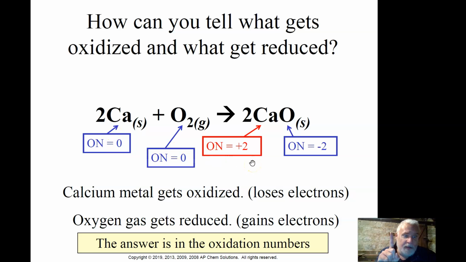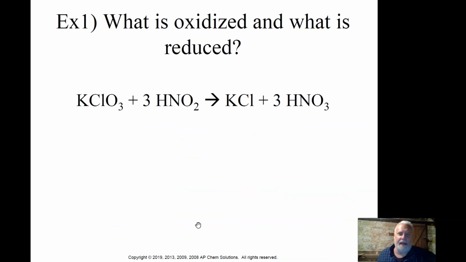That's up. Jumping lion. What's his name? Leo. Oxidized. Oxygen gets reduced. It's going down from 0 to -2. Reduction in number equals reduction in chemistry. Oxygen gets reduced. Okay? Now, let's see if you're where you need to be.